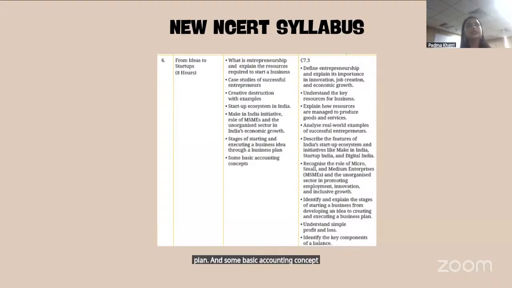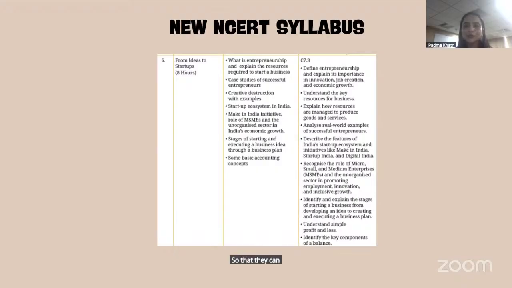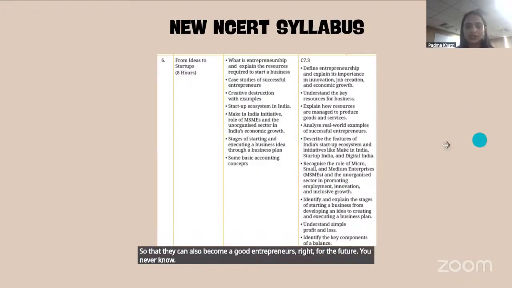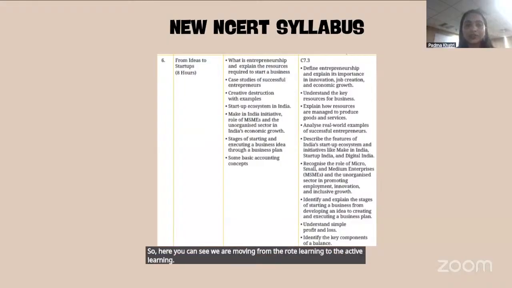So here you can see from grade 9, the students are going to learn the meaning of entrepreneurship. They will be brainstormed to learn about different business plans, how to begin, how to execute, so that they can also become good entrepreneurs, right? For the future, you never know, they might show their interest, right? So here you can see we are moving from rote learning to active learning, right? Connected with real life also.